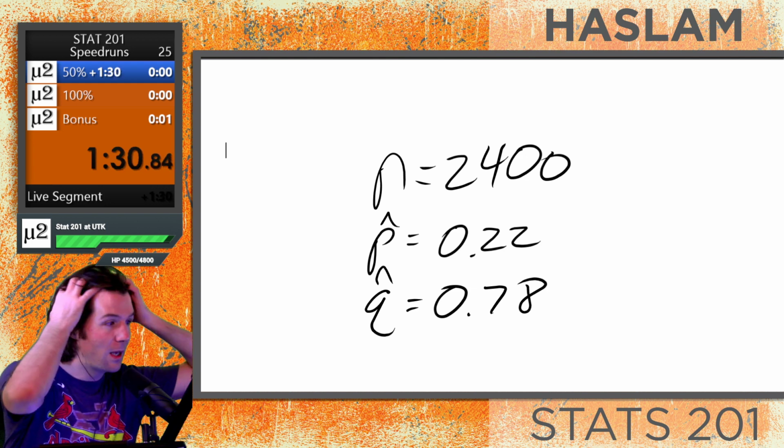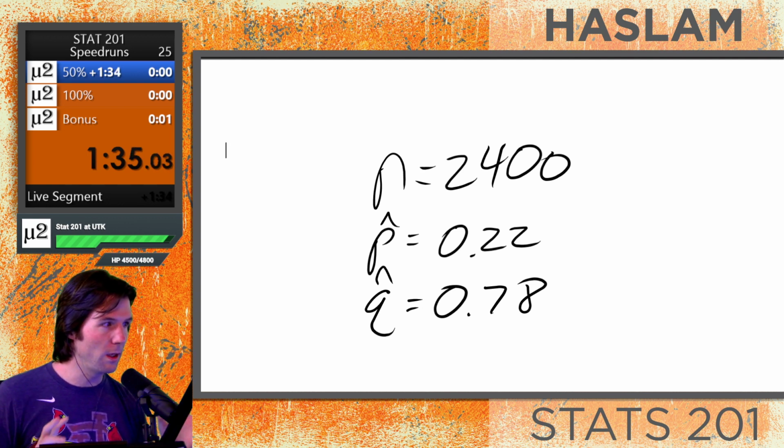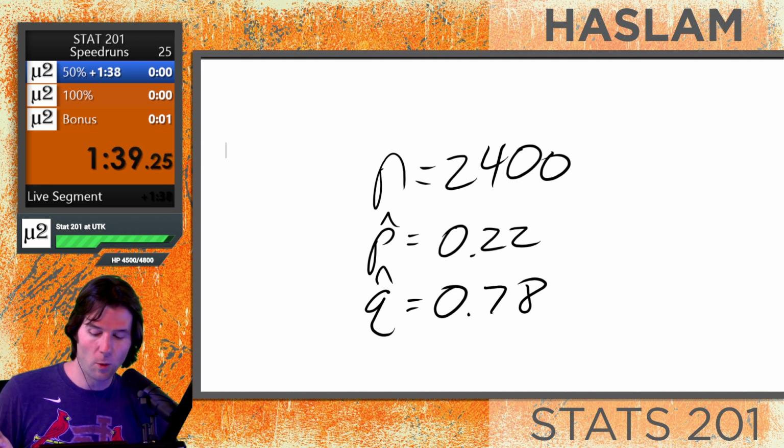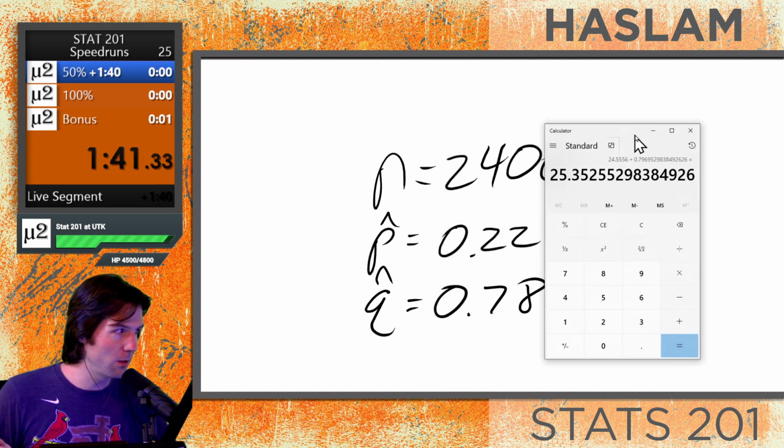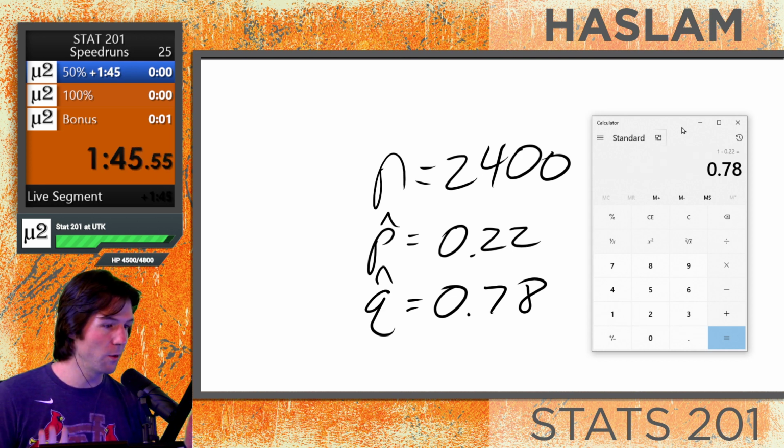So Q hat and P hat are complements of each other. Important thing for this test, that we see that they add up to 1. You can quickly find Q hat and P hat by just doing 1 minus the other one, just to see on the calculator. There's what we were doing previously. We do 1 minus p hat, and we get q hat.